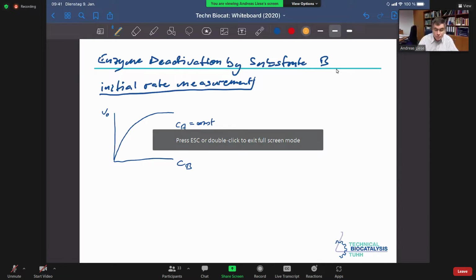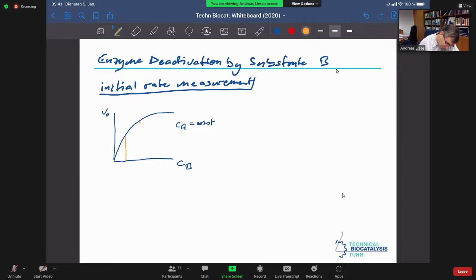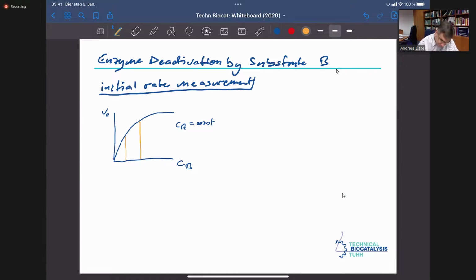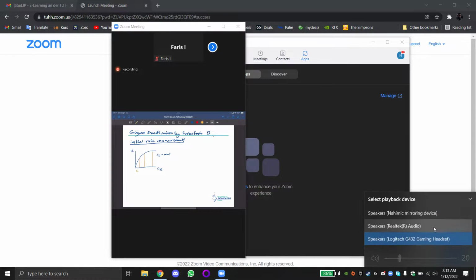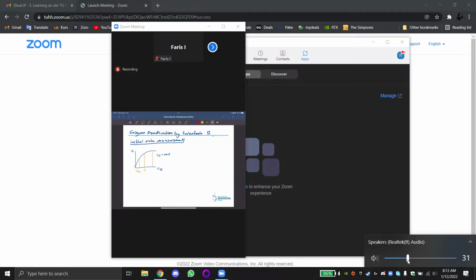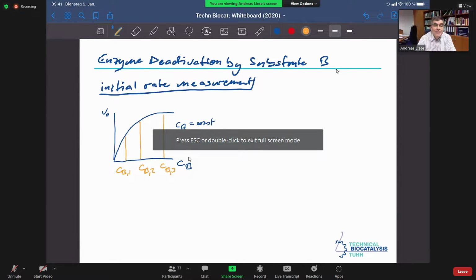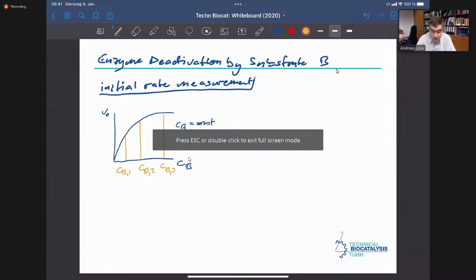And now we have different concentrations of B. And those are concentrations, just in our example, we're going to use in a moment. So we have one out of the range of first order, one of mixed order, and one out of zero order. And those we are naming CB1, CB2, and CB3. So CB3 is the highest concentration we have to observe.